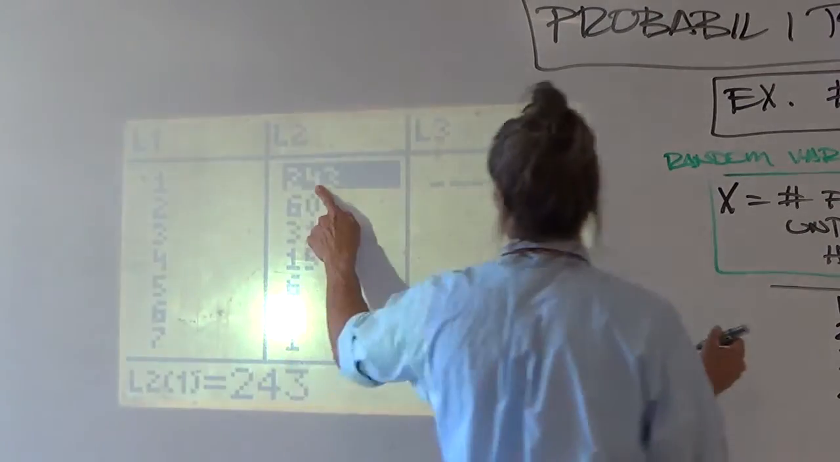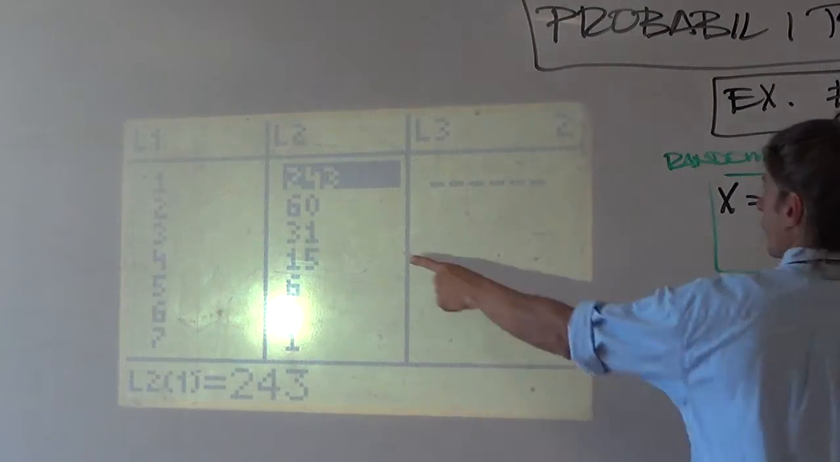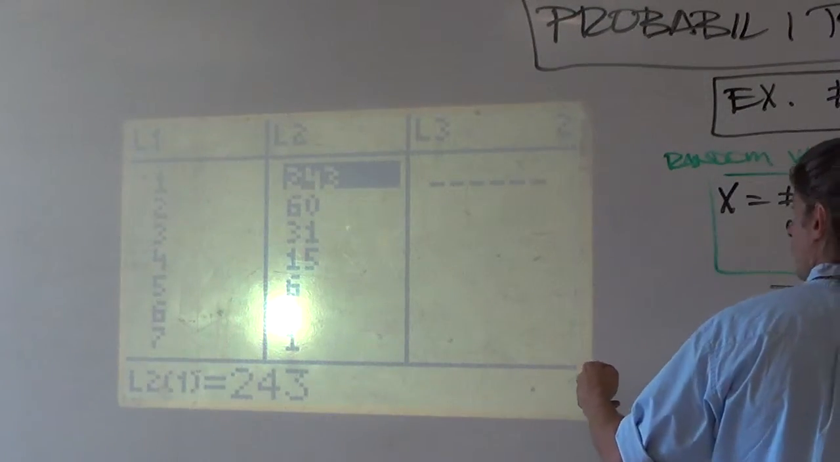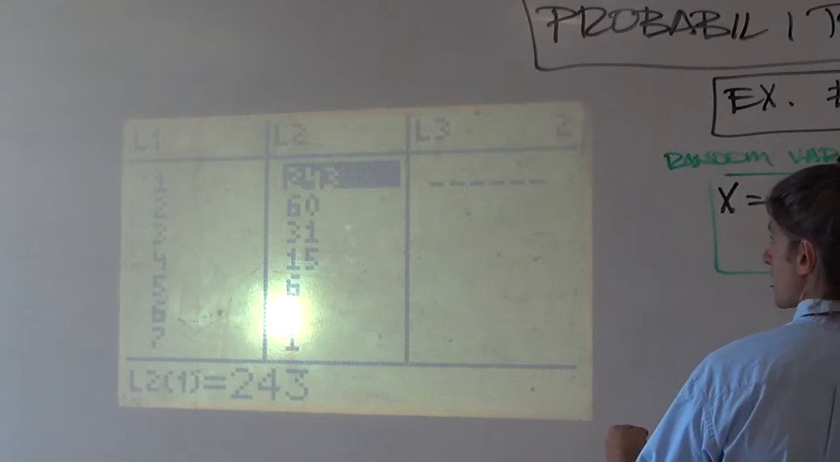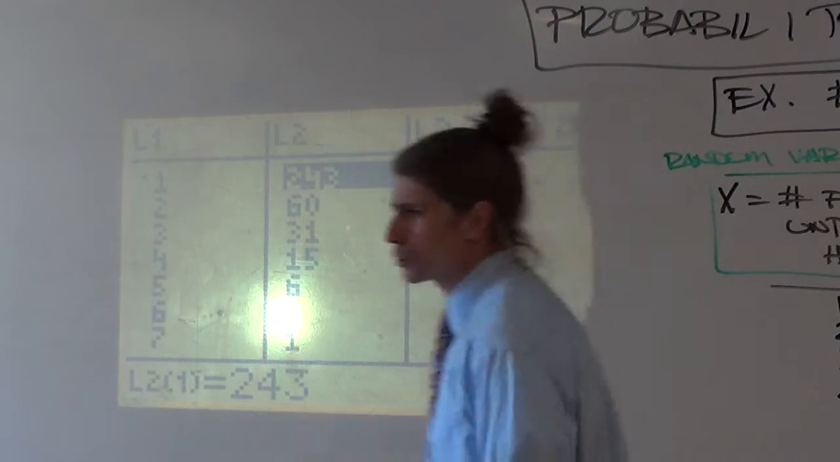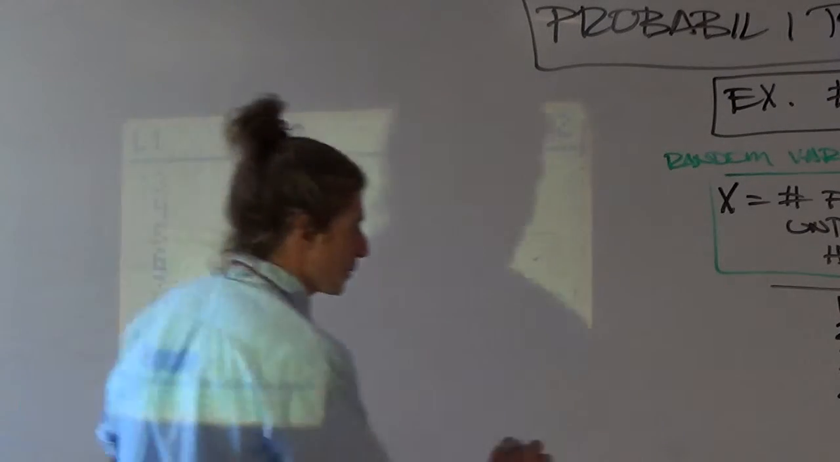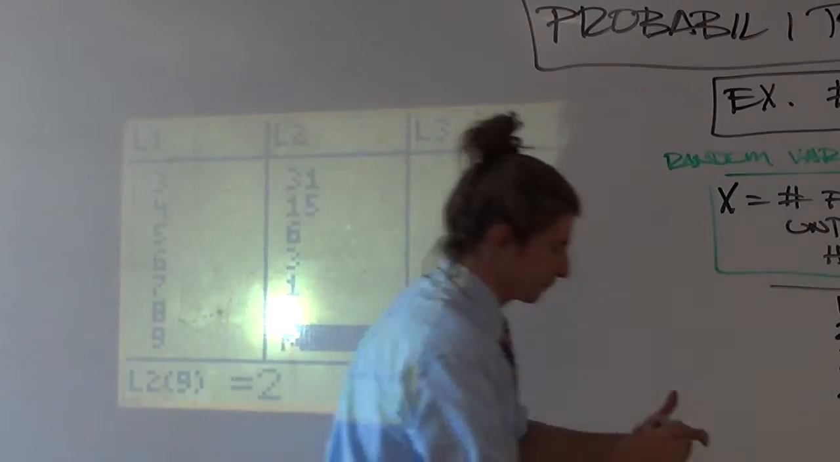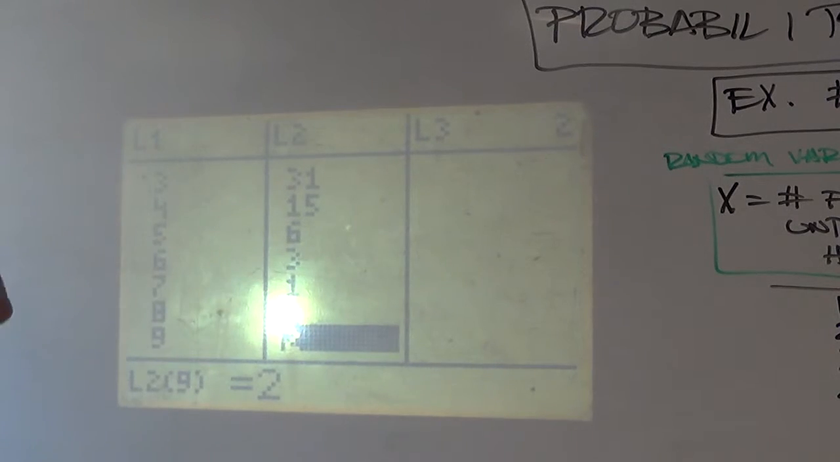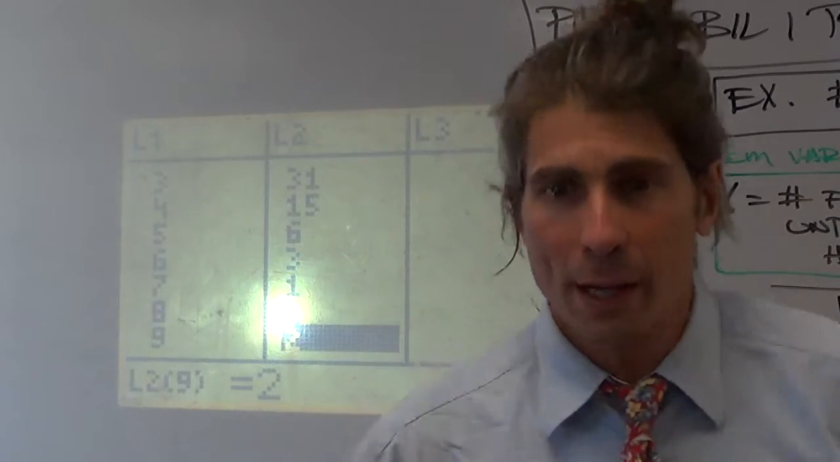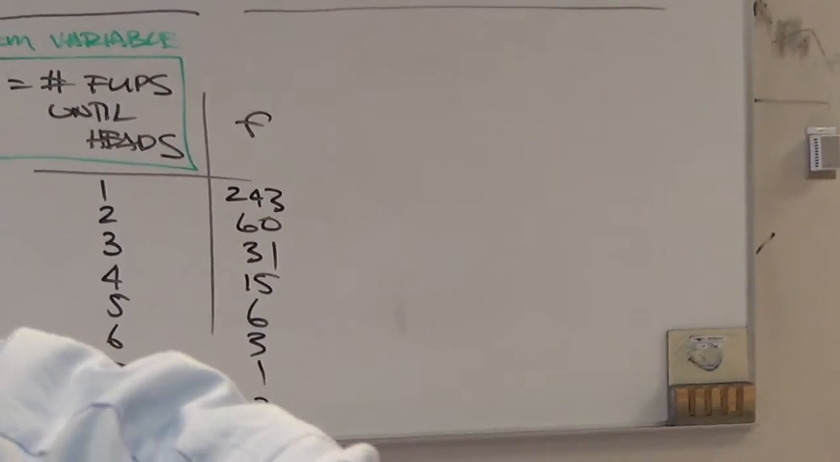All right, frequencies. We got 243, we got 60, 31, 15, 6, 3, and 1, and then we got 2 more. Went 2 and 2. Beautiful. So what I want to do first, I want to ignore that column in a minute. That's a great column. I'm glad we did it. That's what the data we collected in class was. But I want to ignore that column because I want to create a probability column, not a frequency column.